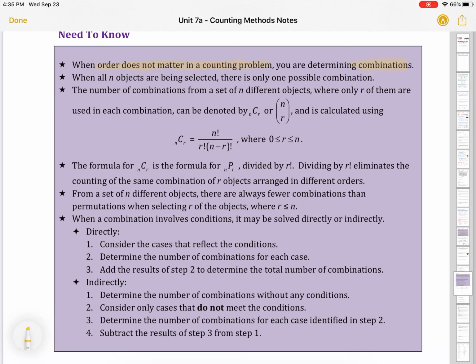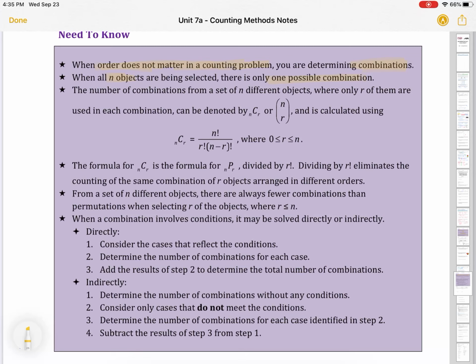So, need to knows. When order does not matter in a counting problem, you are determining combinations. So order does not matter. You're just collecting a group of things. You don't care what order they're in. They're not lining up for a fountain. It's 3 kids are going to jump in a pool. Doesn't matter what order they're in.